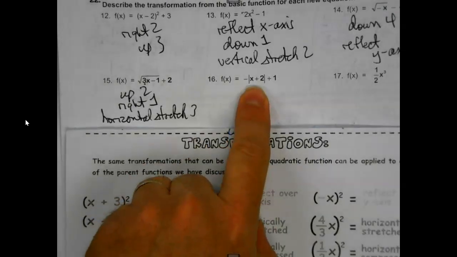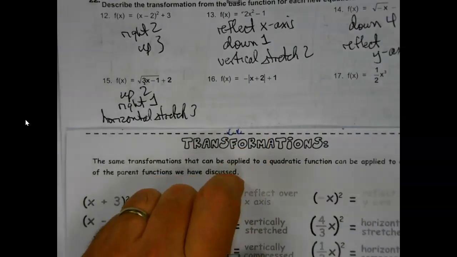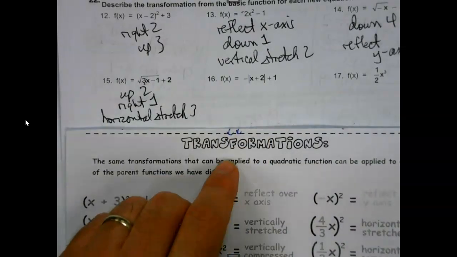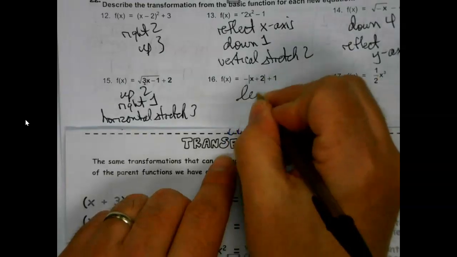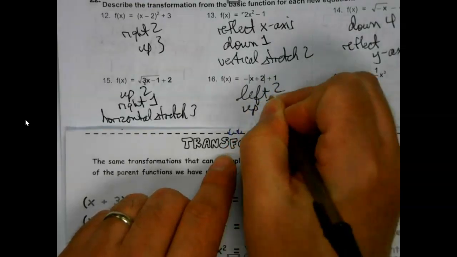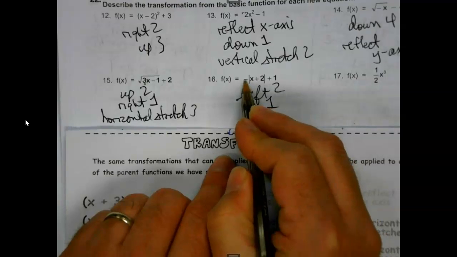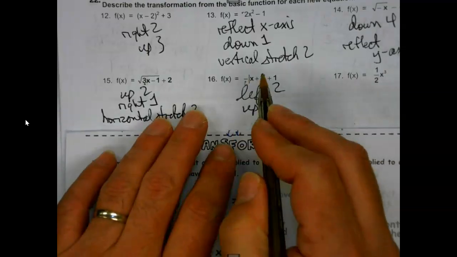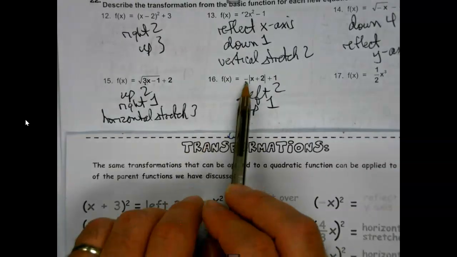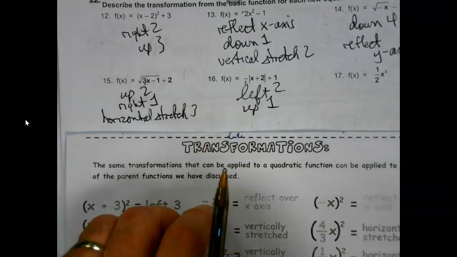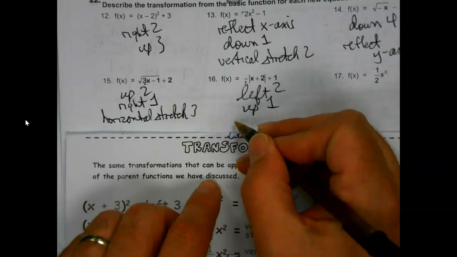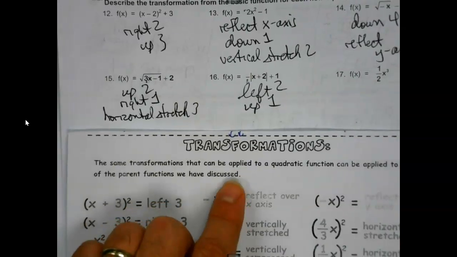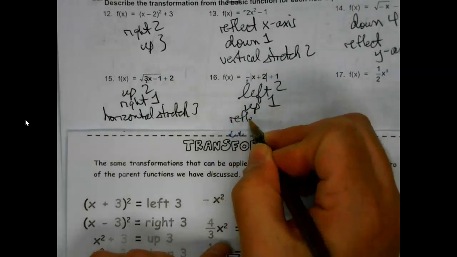All right, 16, all normal. Three things. Left two, up one. Wait, I got it. Negatives are reflects. Where am I reflecting? It's outside the parentheses. It's outside, okay. But I just care where the negative is. Reflect over the X. Reflect over the X.